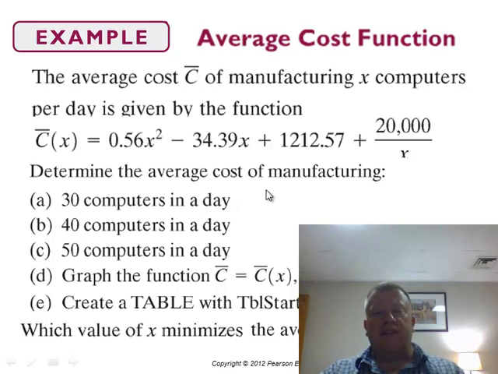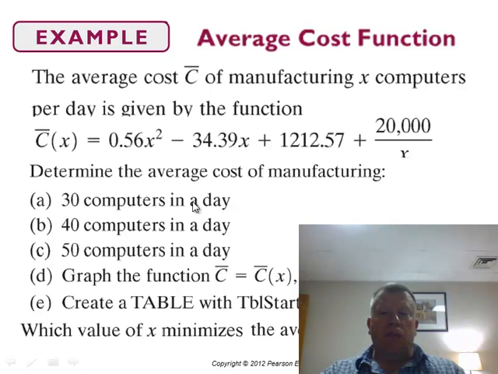So here's a function right here, 0.56 times x squared minus 34.39x plus 1,212.57 plus 20,000 over x. And this function, which we're calling C over bar, is the average cost of manufacturing x computers per day. Now, when we talk about the average cost, it's not uncommon for us to use this over bar.